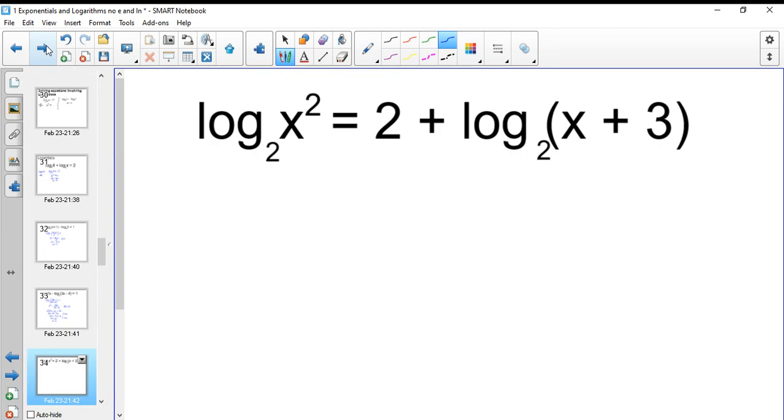Couple more. With this one, we've got a log of an x squared on this side, and a log on this side of the equals. So what I'm going to do, first of all, remember this is the whole thing, log of the whole thing, I'm going to move all of that over to the other side. So I'm going to take off log to base 2 of x plus 3.